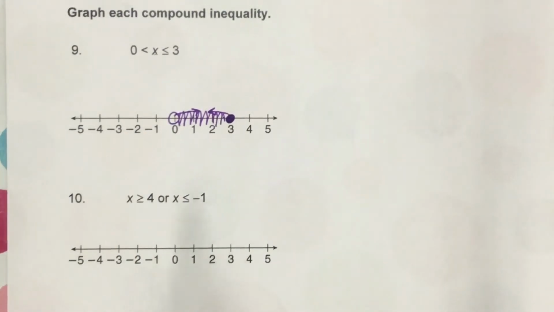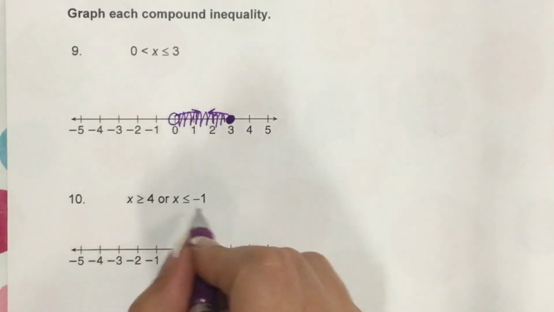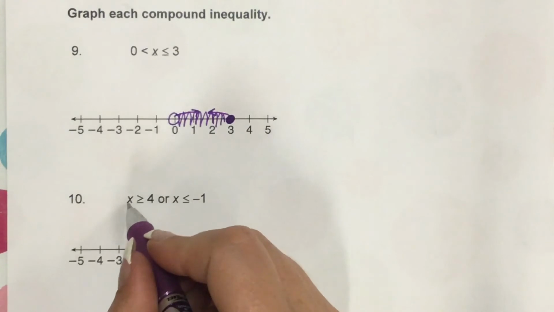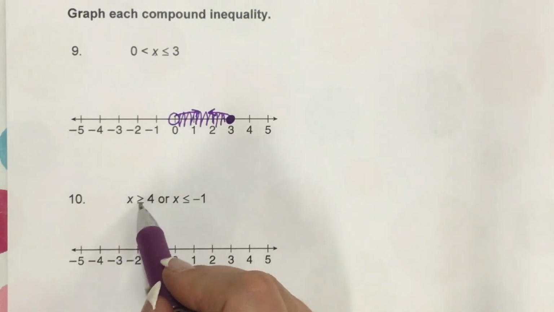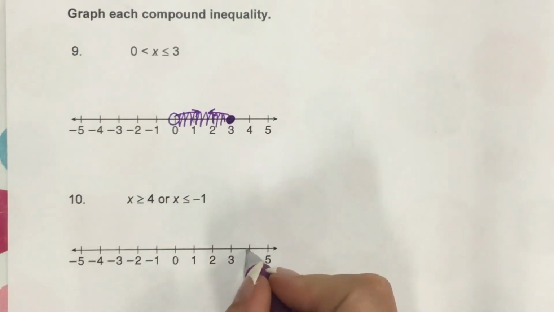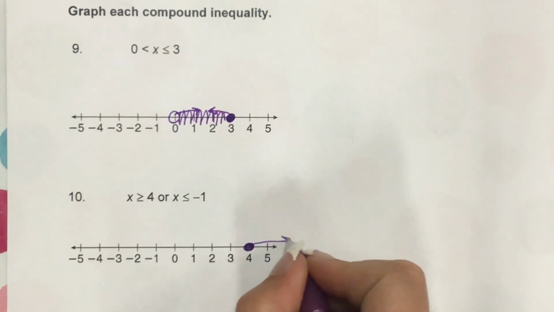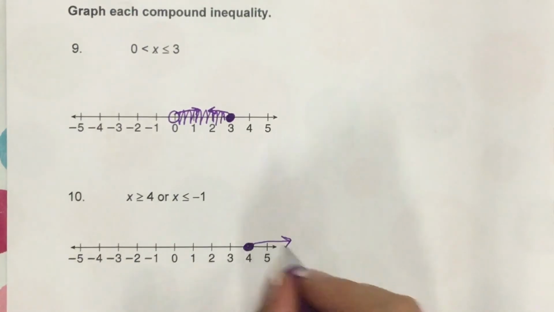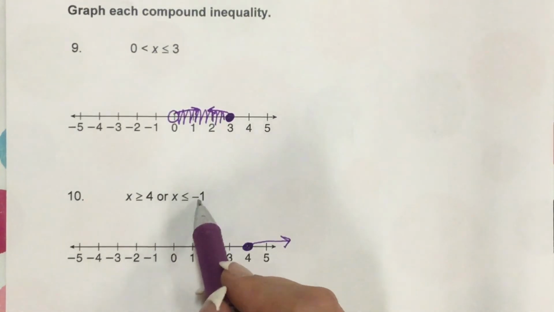So we have x is greater than or equal to 4, or x is less than or equal to -1. So I'm going to do this first one. This is a compound inequality. It's showing 2 inequalities coming together. So x is greater than or equal to 4. So I'm going to go to 4. It's greater than or equal to, which means it's a closed circle, which means it includes 4. Okay, and it says that x is greater than 4. So all the numbers that are greater than 4 are this way. So those are solutions.